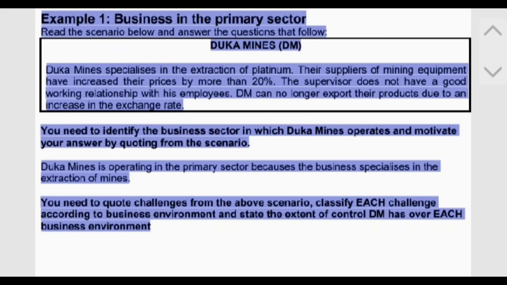I hope you are also trying to think, but let me give you the answer. Duga Mines is operating in the primary sector because the business specializes in the extraction of minerals. Now we move forward. Look at your screen. You need to quote challenges from the above scenario, classify each challenge according to the business environment and state the extent of control DM has over each business environment.